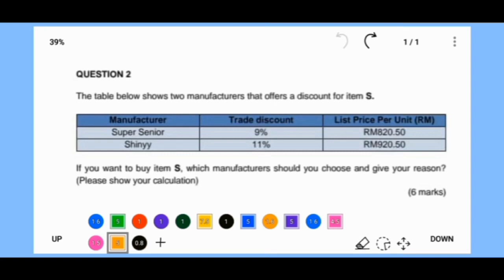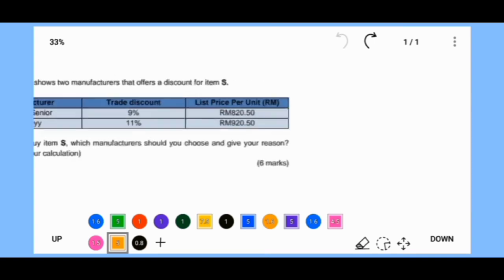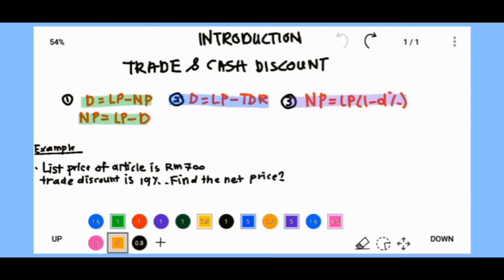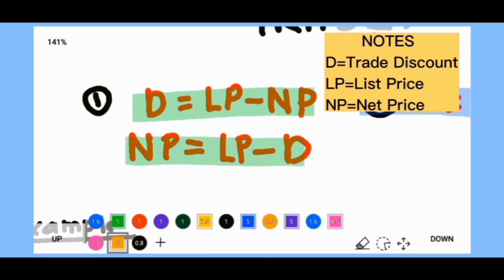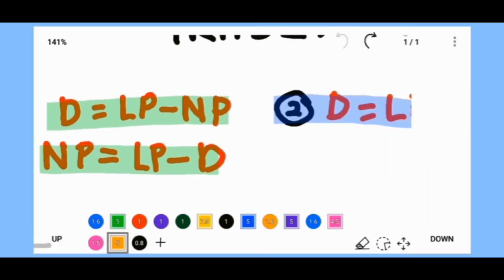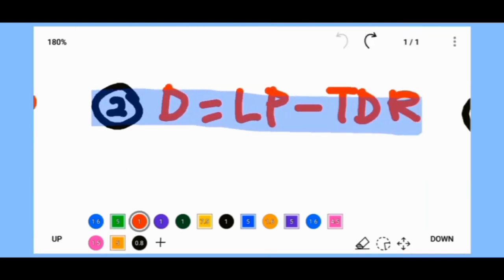Before we discuss this question, let's first study trade and cash discount. I will show you three important formulas that we have to know in trade and cash discount. For the first formula, I simplify the terms: D stands for trade discount, LP is list price, and NP is net price. The formula is trade discount equal to list price minus net price. Same goes for this one: net price equal to list price minus D, which is trade discount. For the second formula, D, trade discount, equal to LP, list price, times TDR.